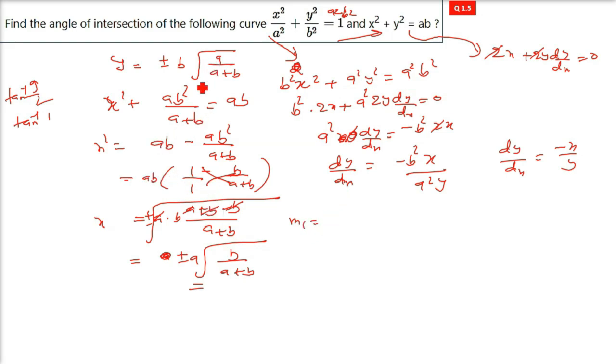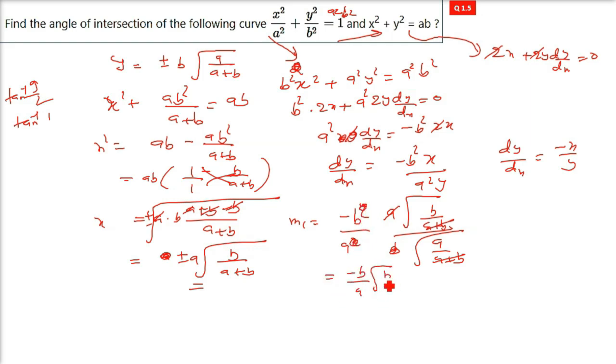For this m1, I am taking y as b under root a by a plus b, x as a under root b by a plus b. So m1 is minus b square by a square, because this minus b square by a square times x by y you have to do. dy by dx actually we are finding. So I am placing x as plus a under root b by a plus b, y as plus b under root a by a plus b. Now you can just cancel these things out, whichever is possible, and the final result, just write it here. This is minus b by a under root b by a. I have combined the under root values.